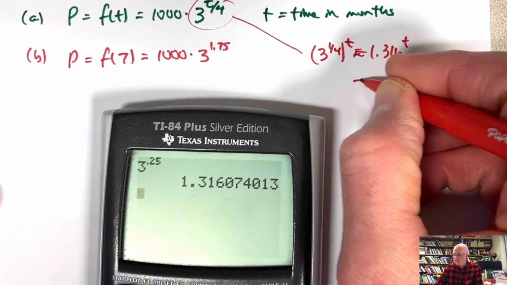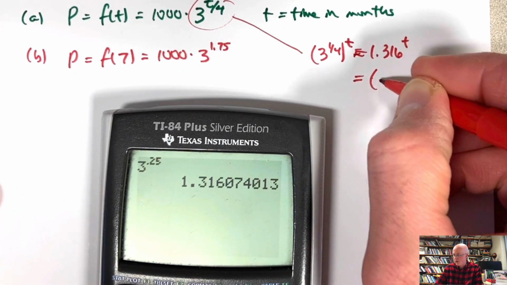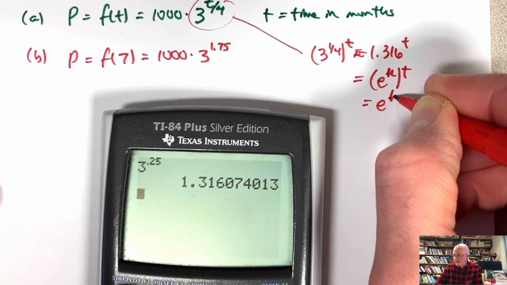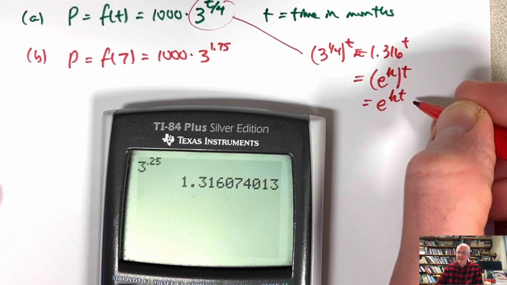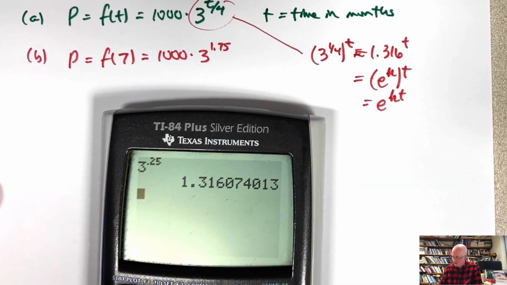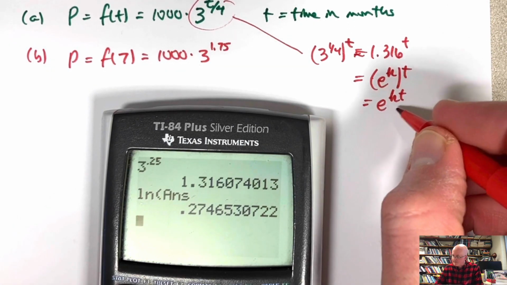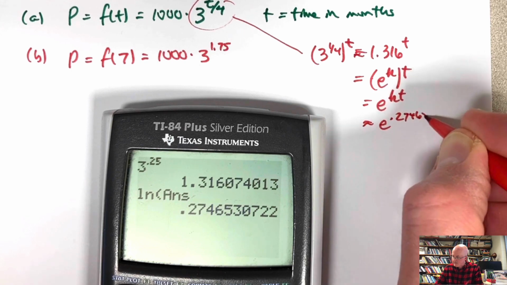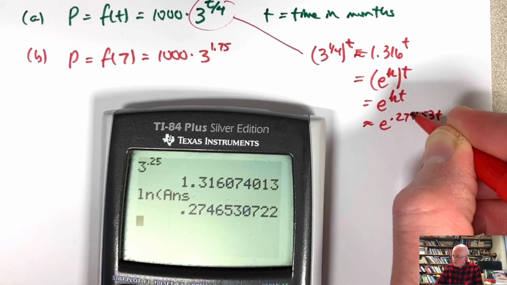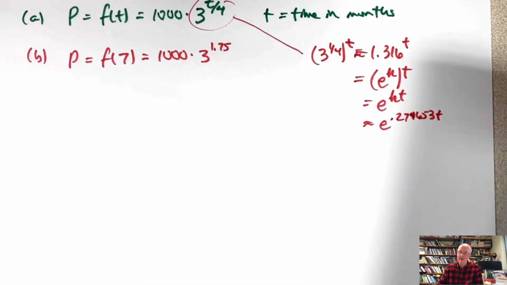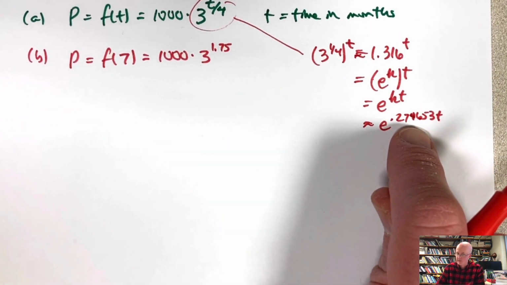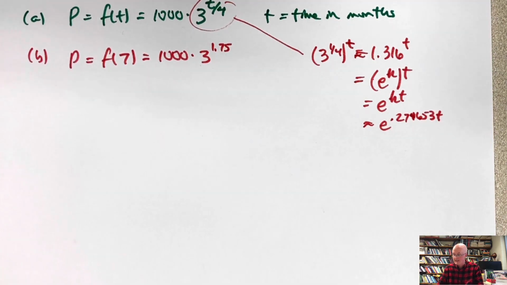You also could convert this to this form, e to the kt, by figuring out k to be the natural log of this 1.316. ln of that is about 0.27. Approximately e to the 0.274653 times t power would be yet another way to write this function. That corresponds to something called 27.5% continuous growth rate, but I'm not going to explain what that means.